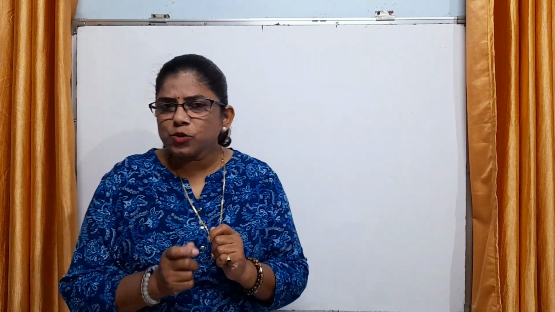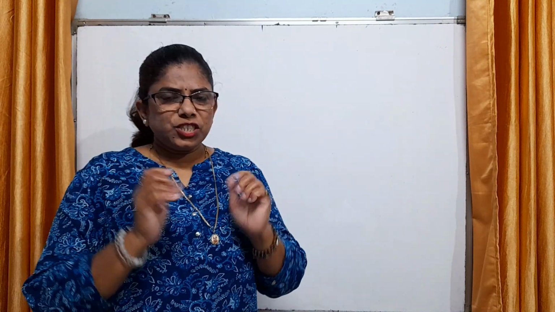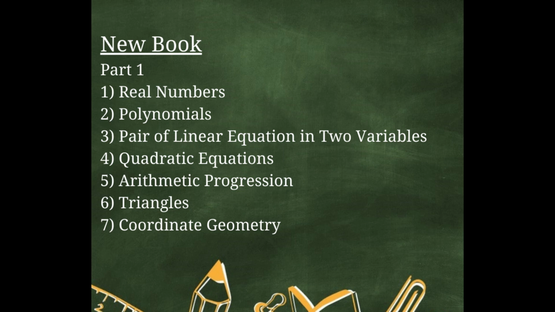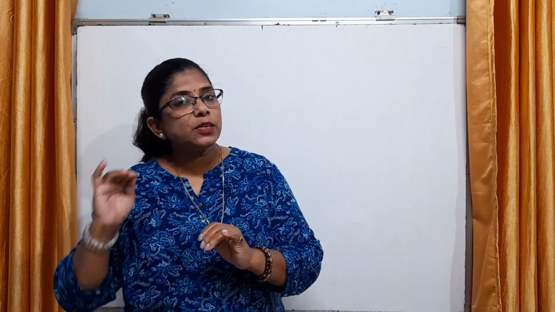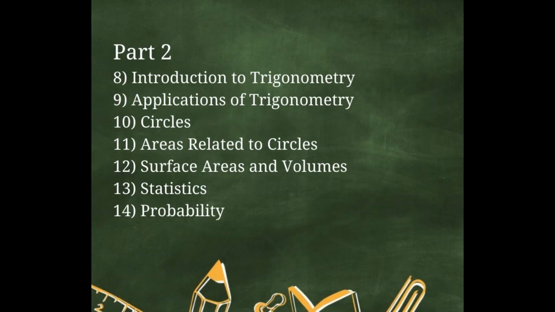Now let's check what is going to be there in part 1 and part 2 in your new syllabus. So in your new book, the chapters in part 1 are going to be real numbers, polynomials, pair of linear equations in two variables, quadratic equations, arithmetic progression, triangles, and coordinate geometry. So these are going to be the chapters in your part 1. And the chapters in your part 2 are going to be introduction to trigonometry, some applications of trigonometry, circles, areas related to circles, surface area and volume, statistics, and probability.